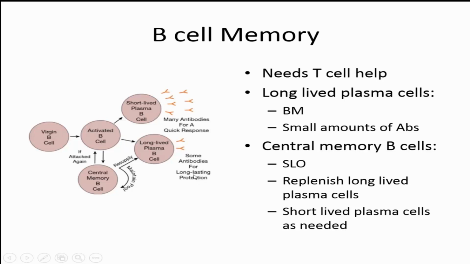On the other hand, the central memory B cells that are in the secondary lymphoid organs are going to continue to give rise to these long-lived plasma B cells in very small amounts at all times. And if they come across that antigen, they are also going to produce these short-lived plasma cells, only if needed. So that's how both of these give rise to memory for B cells, central memory B cells and the long-lived plasma B cells. Questions about that?